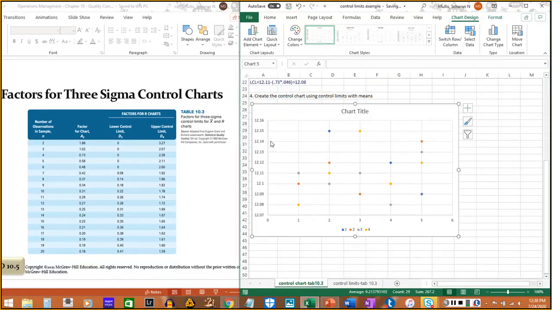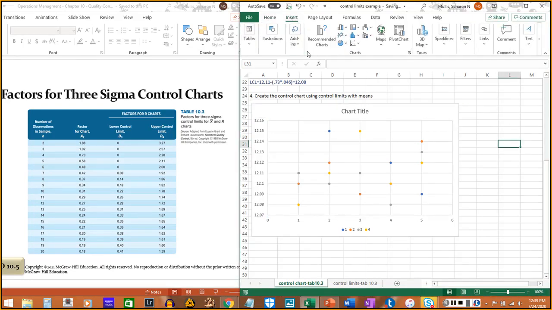So remember, our upper control limit is 12.14, which is this, and our lower control limit is 12.8. So if you think about it, we have 2 points that are out of the control limit, in the upper control limit, and we have 2 points that are right on the lower control limit. So that's how you're expected to do it for your homework assignment and the quiz that you're going to have next week.